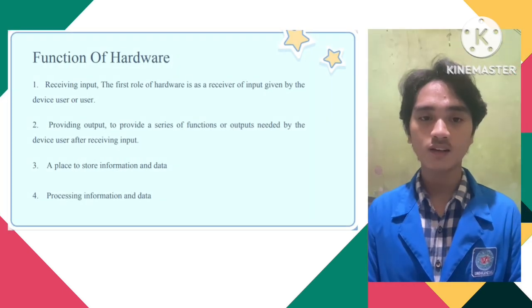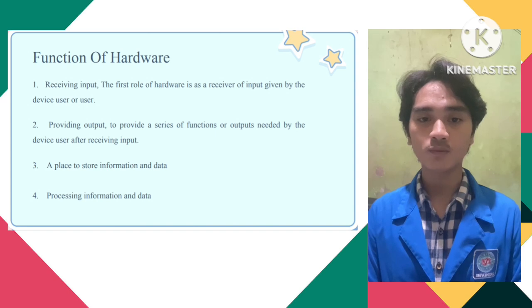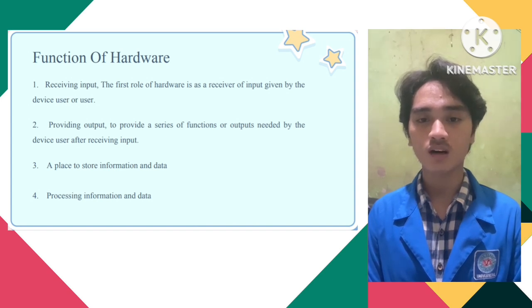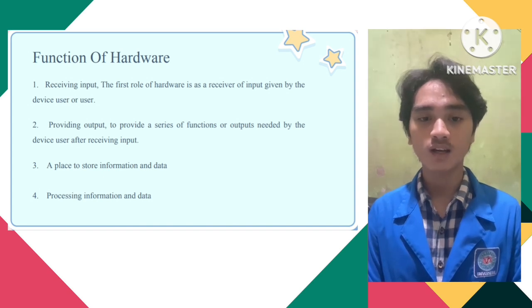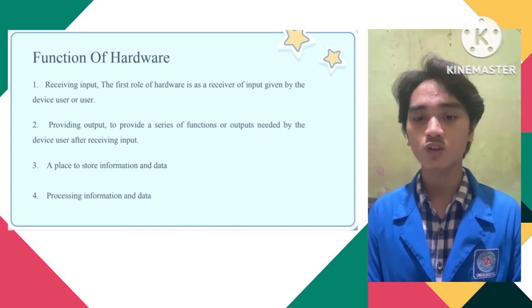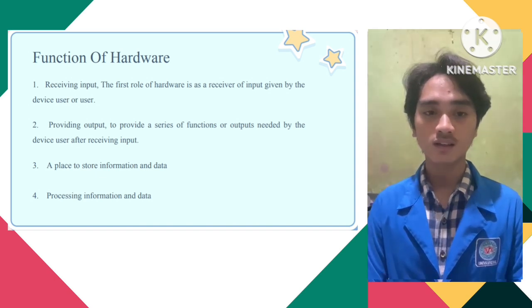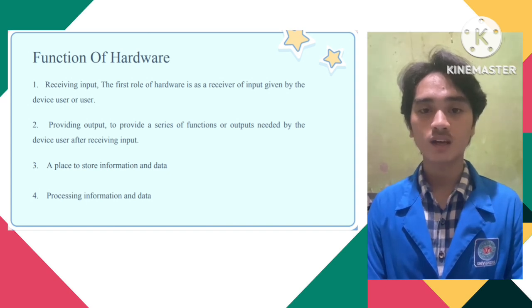First, receiving input. As a receiver of input given by the user of the device. For example, when you turn on the CPU by pressing the on button to turn on the computer. Second, providing output. To provide a series of functions or outputs needed by the device or served after receiving input. The output will later be given to both the user and a series of software that are integrated with each other. Third, a place to store information and data.